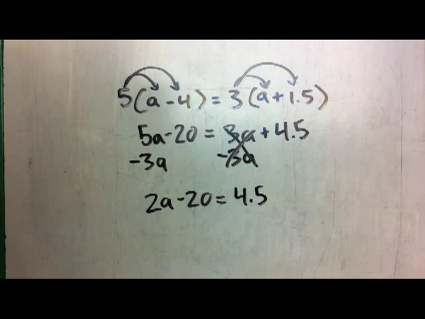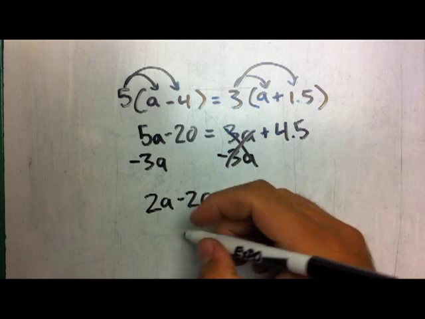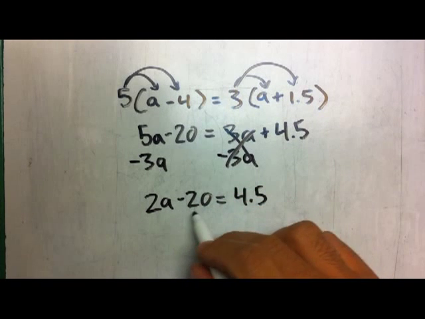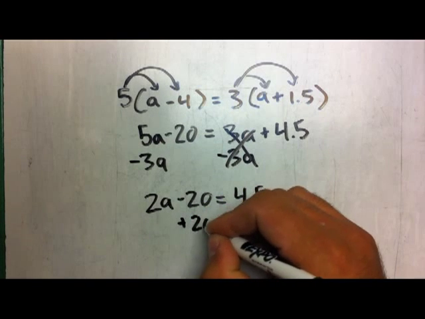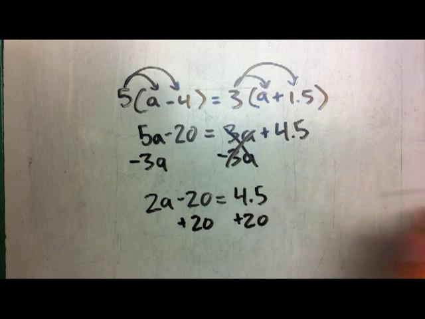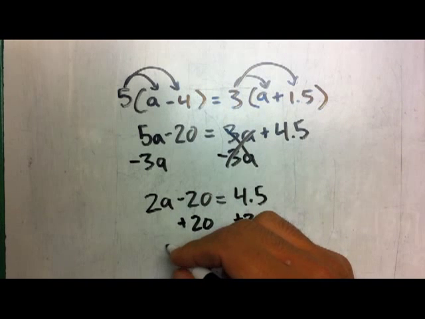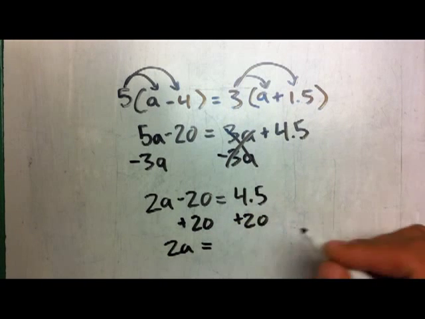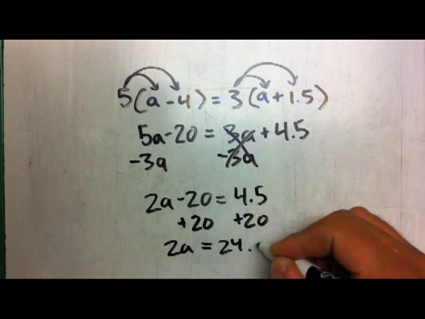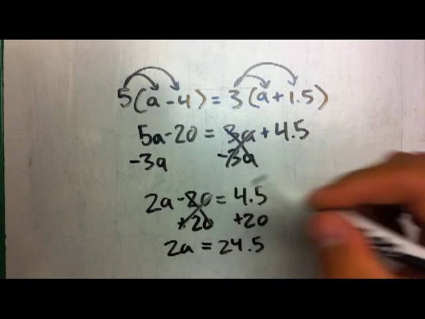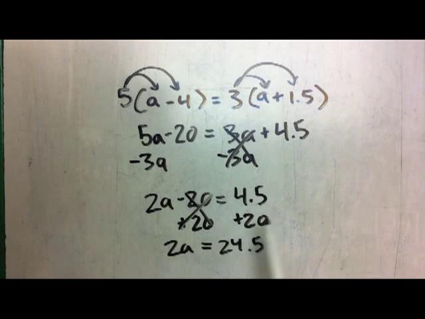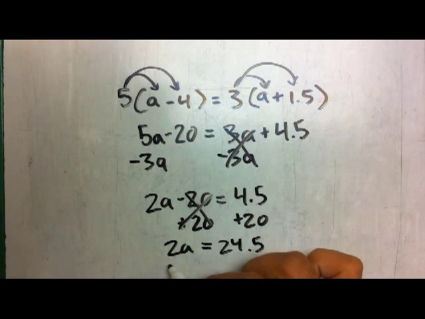All I really have to do now is get rid of this negative 20, because it's bothering a from being by itself. So plus 20, and I will get 2a equals 24.5. And what I really like about this is that it's really clear. The variables are on one side, the constants are on the other, and that's why I moved the 20. So this one's pretty easy.